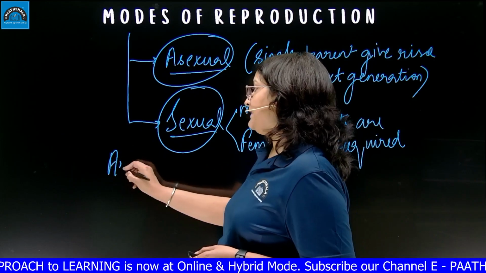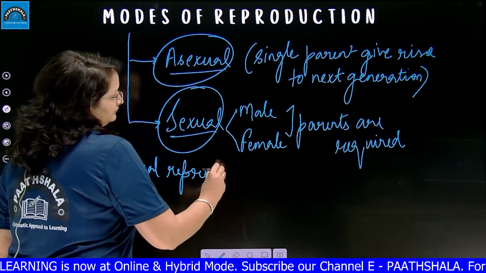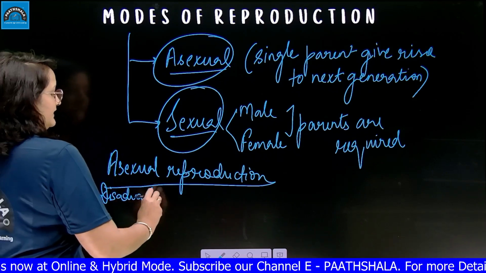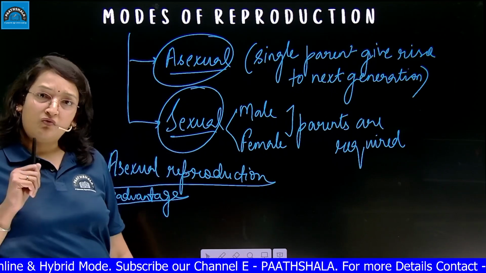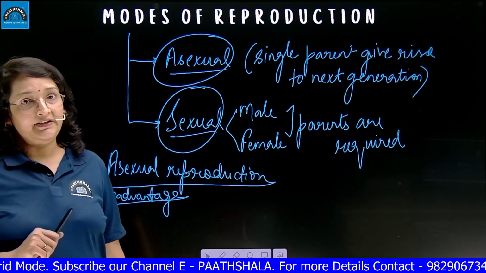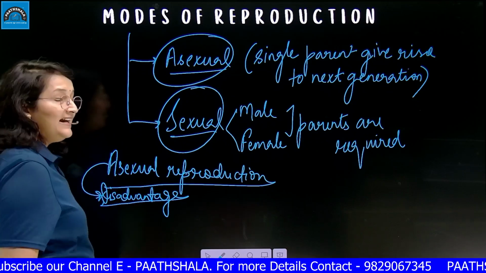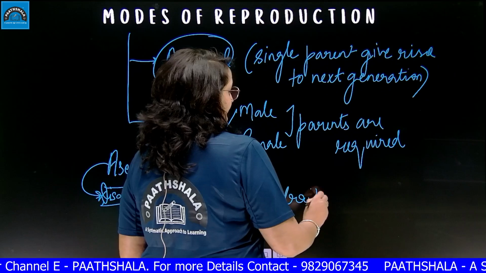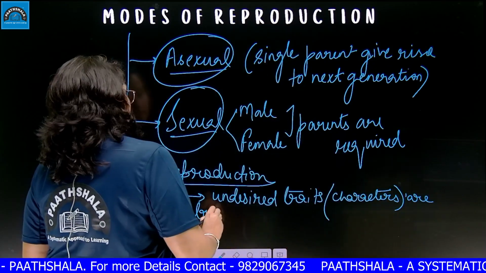If I say that in the case of asexual reproduction, what is the disadvantage here? The disadvantage of asexual reproduction is that because only a single parent is involved in this process, whatever undesired characteristics, whatever undesired genes that parent is having, will be transmitted to the next generation also, right? So the disadvantage of asexual reproduction is that undesired traits, or characters, are transmitted to the next generation.